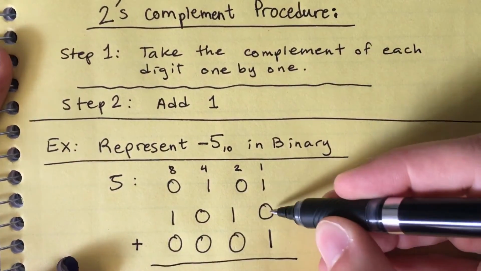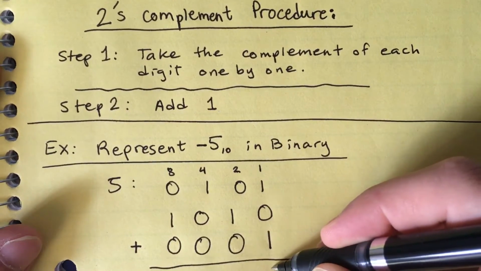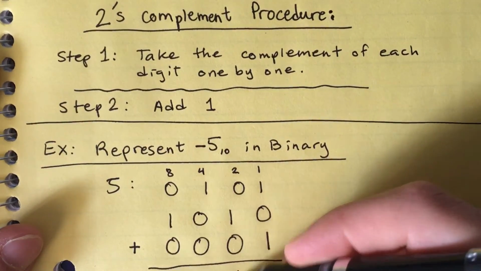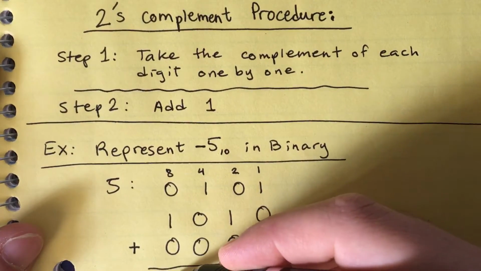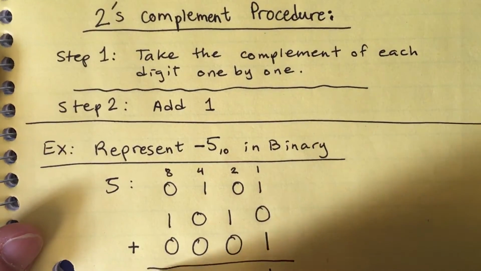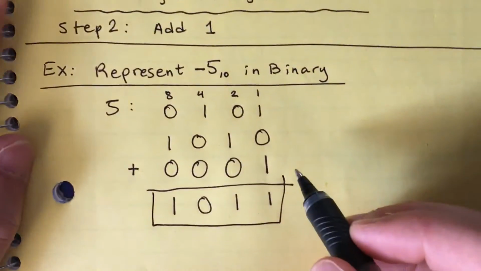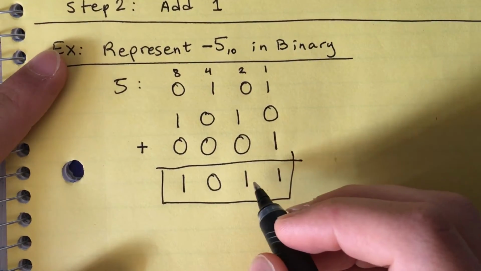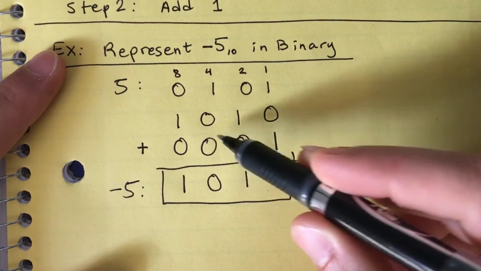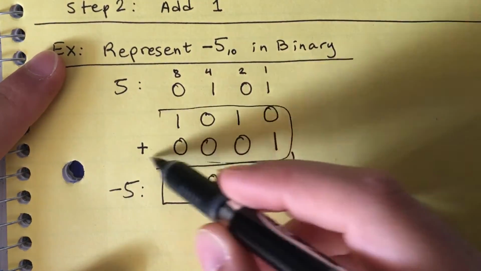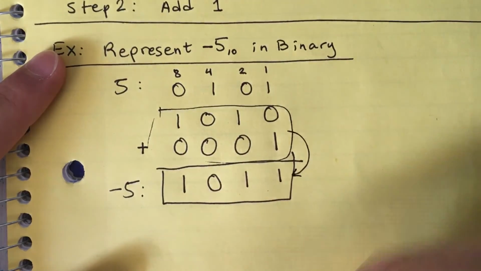Pretty much just add them. 0 plus 1 in binary, that's 1. 1 plus 0, 1. 0 plus 0, 0. 1 plus 0 is 1. And that's our number negative 5 in binary. So we just added these two numbers, and then we got this number negative 5.